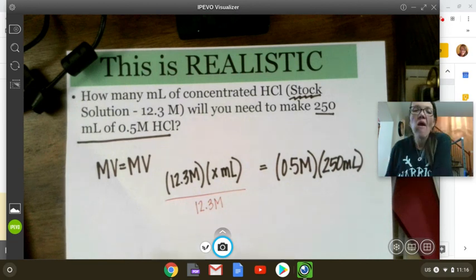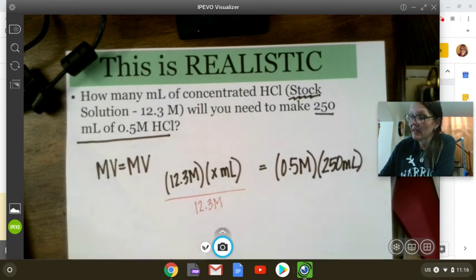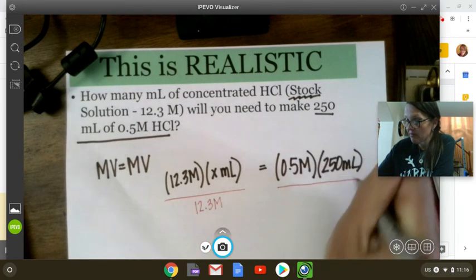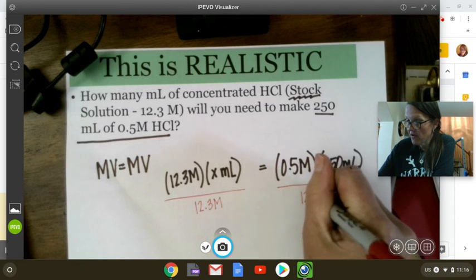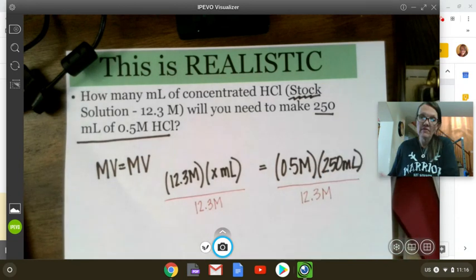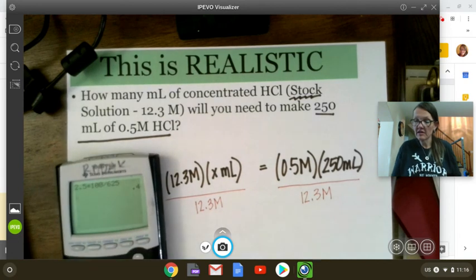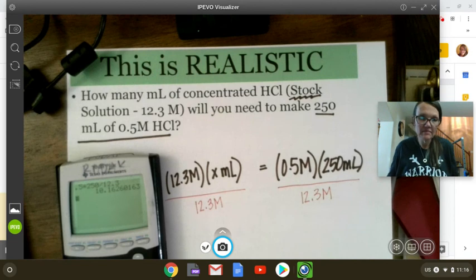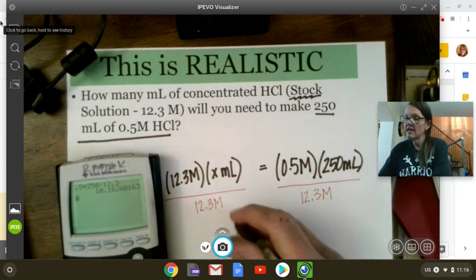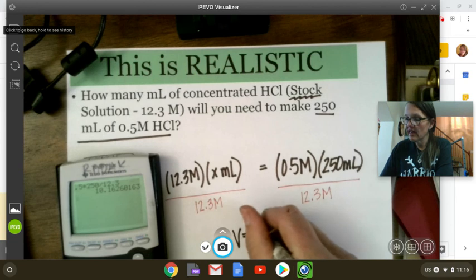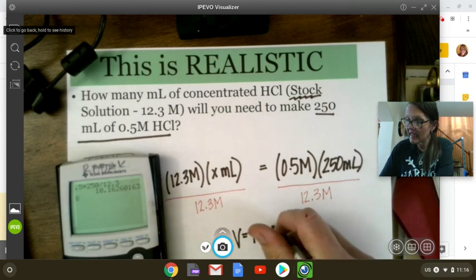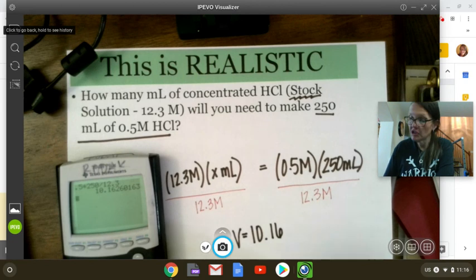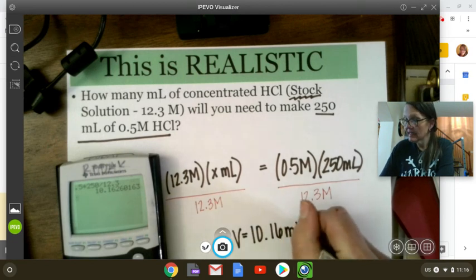Okay? So we're going to divide by this number, but because math is fair, we're going to also divide by that number on the other side. So we just plug this into our calculator, nice and easy. It's all multiplication and division. 0.5 times 250 divided by 12.3. And my answer is 10.16. So the volume of that concentrated solution that I'm going to need to make my dilute solution is 10.16 milliliters.